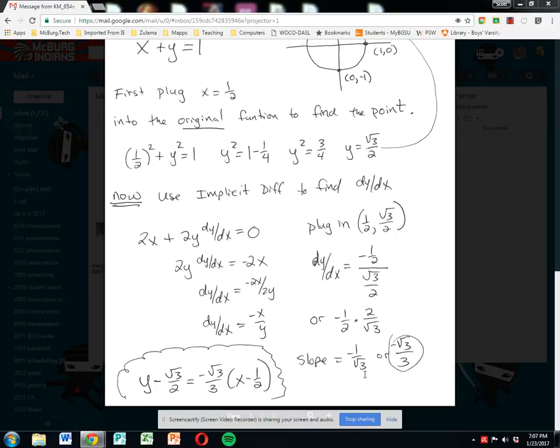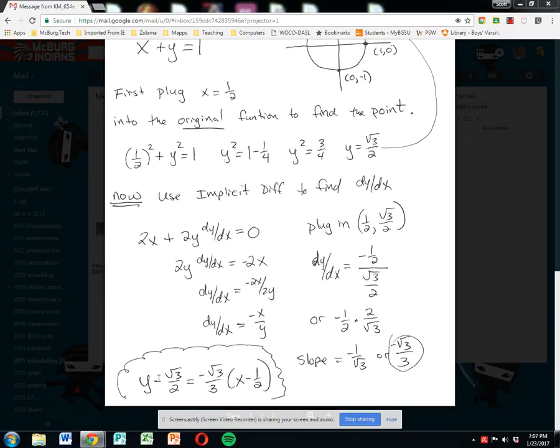Well, negative 1 over rad 3, most mathematicians are going to multiply both the numerator and the denominator here by rad 3 over rad 3. So negative 1 becomes just negative rad 3, and rad 3 in the denominator becomes just 3. So these two things are synonymous here, just rationalizing the denominator, it's called.